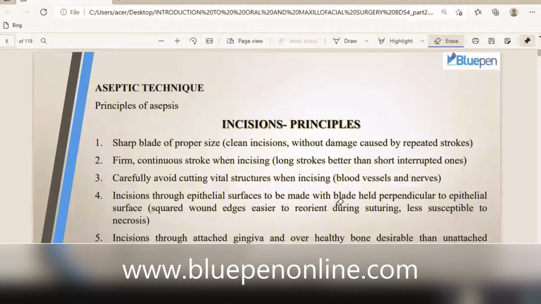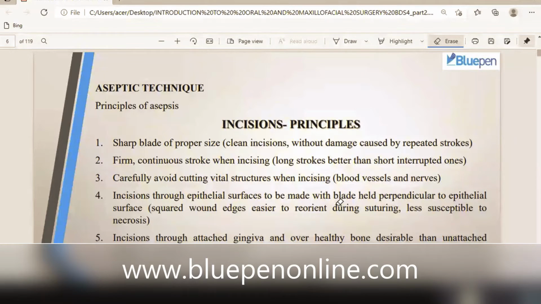Okay, then you have to be very careful while cutting because you should not cut a vital structure. There are lots of blood vessels and nerves that are present. Right. For example, you are doing an impacted third molar surgery, and if you go and cut the inferior alveolar nerve, what happens? The patient will have paresthesia till the end of his life. So you have to be very careful while incising. You should not incise or touch any of the blood vessels and nerves. Then, when you give an incision through the epithelial surface, it should be made by holding the blade in a perpendicular position, like at a 90-degree angle.